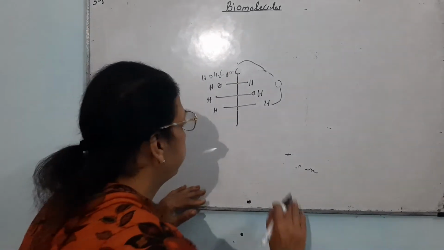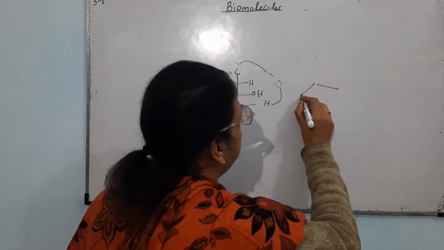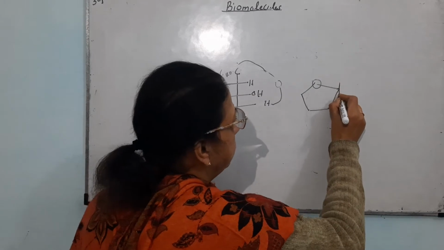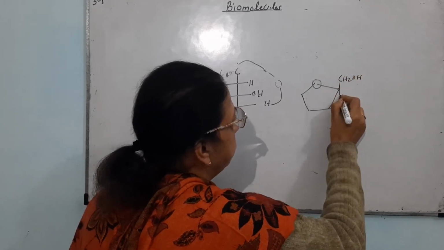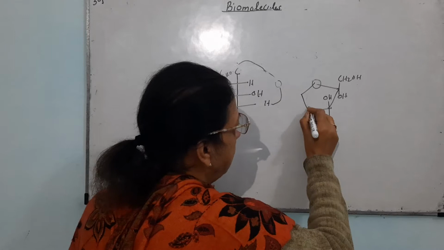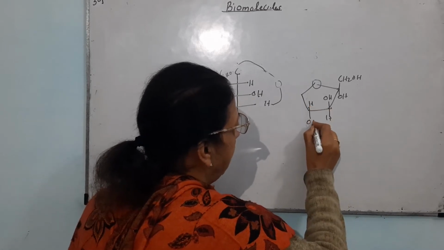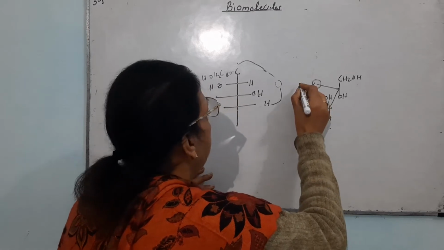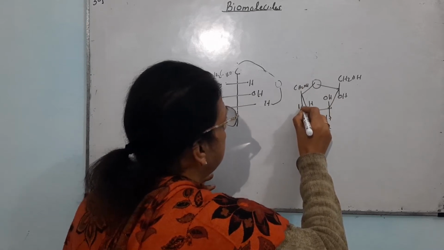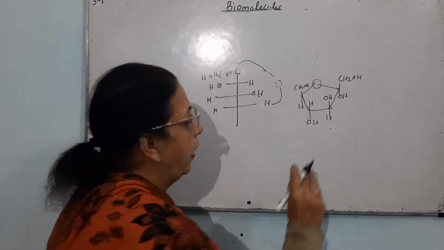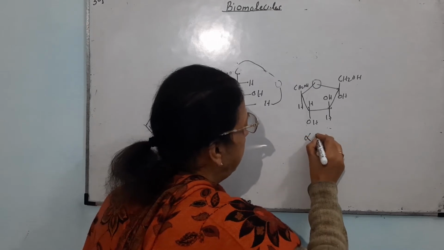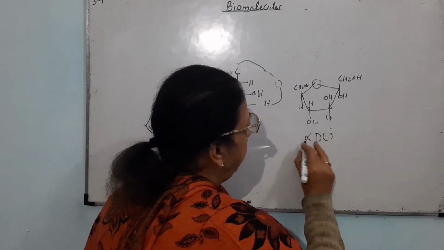It will be oxygen at the upper position, CH2OH, OH, then OH, H, H, OH, CH2OH, and then here it is H. So when this OH is in the downward position and CH2OH at the upward position, it will be known by the name of alpha D fructofuranose.